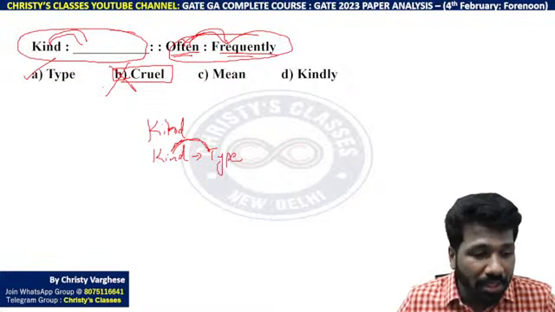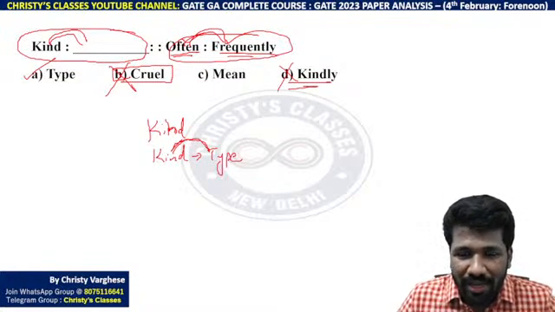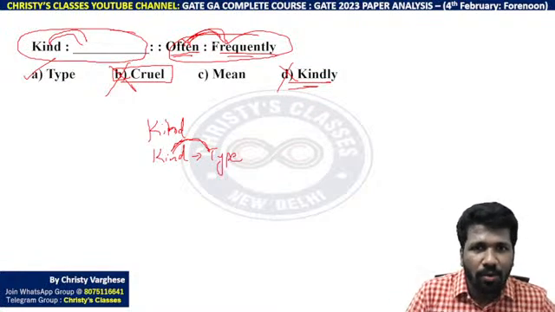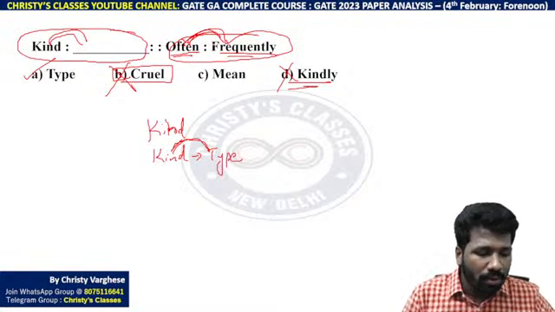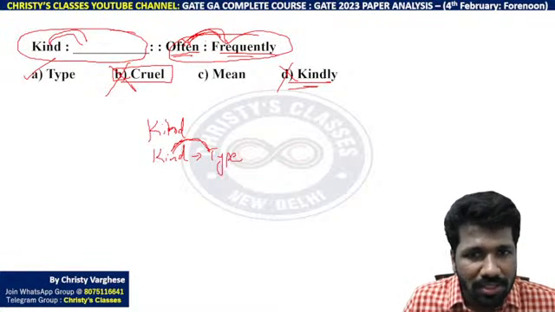And some people may think, okay, kind is there, kindly is there, so kindly is a better choice. No. Kindly is the adverb form, but here the adverb form of often is not needed. Often and frequently are both synonyms. That is why you should take the synonym itself.